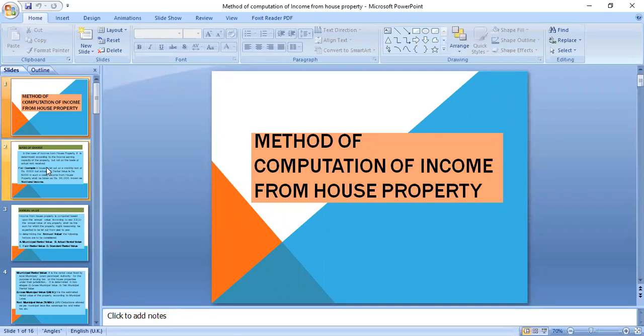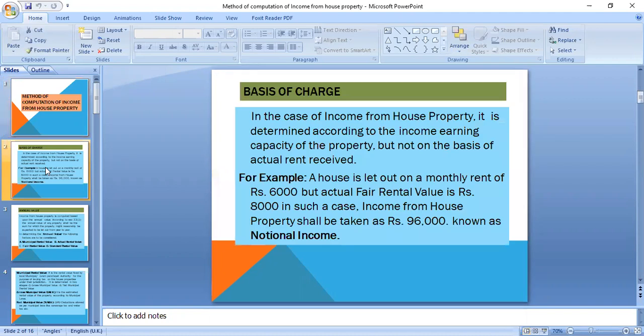Okay, so here we are going to discuss how to compute the income from house property. A very important thing you have to note while calculating the income from house property is that, while determining it, you should know that it is according to the income earning capacity of the property, but not on the basis of actual rent received.